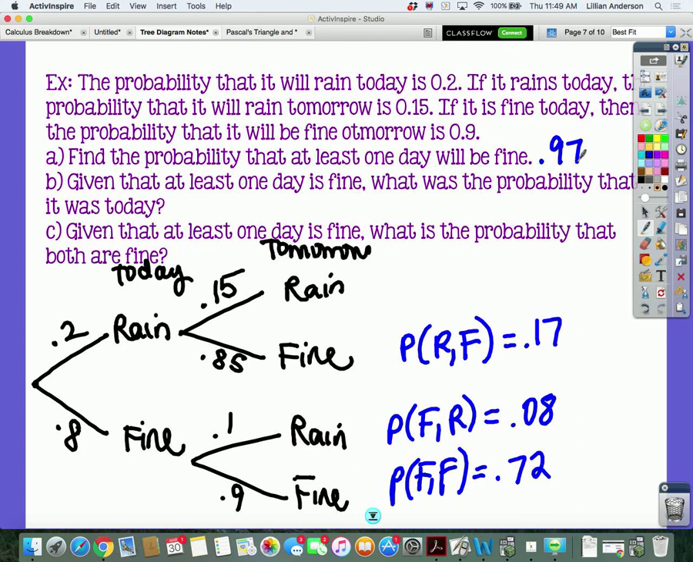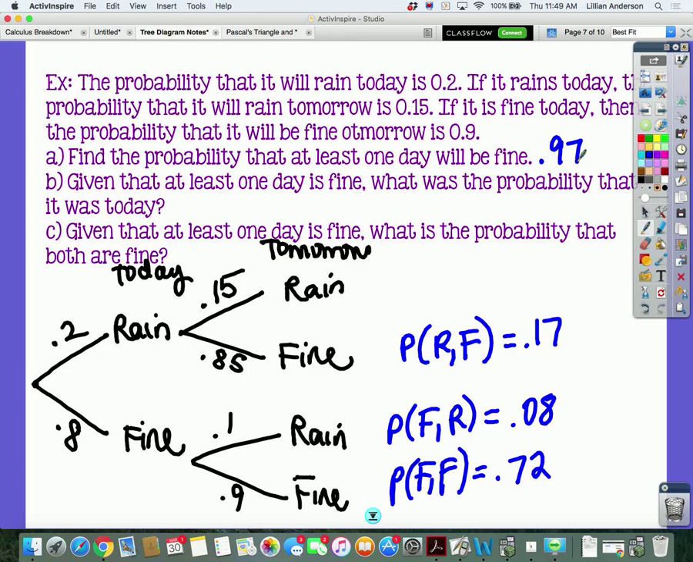We're good? Yes. So if they give it to you in decimals, would you want to keep the decimals or change to a fraction? Your mark scheme will give it to you as decimals, but it will have a fraction conversion as well. So if you did 17 out of 100, 8 out of 100, or 72 out of 100, that would be correct as well.